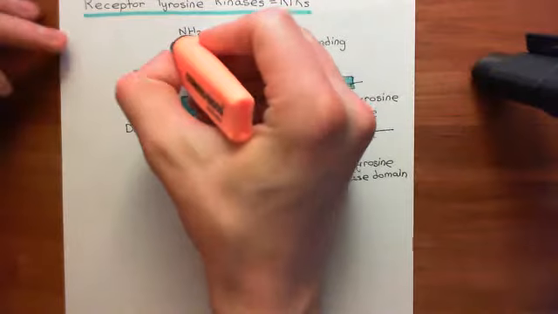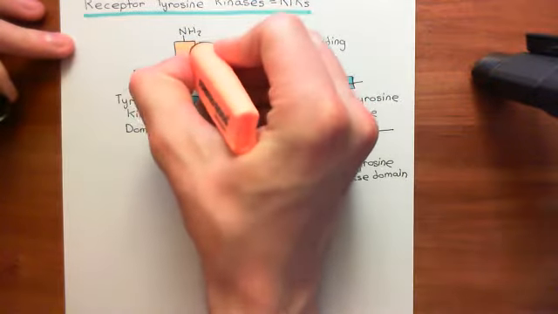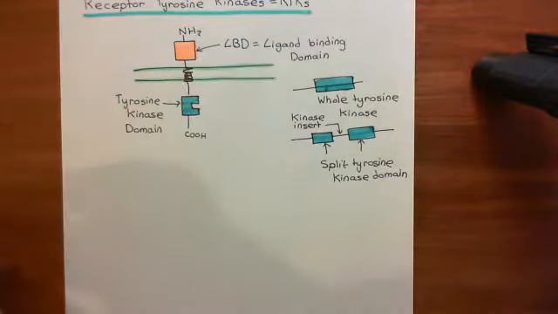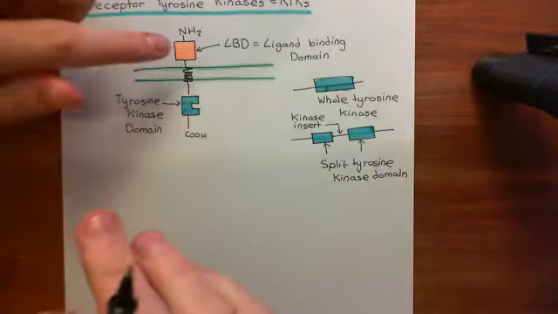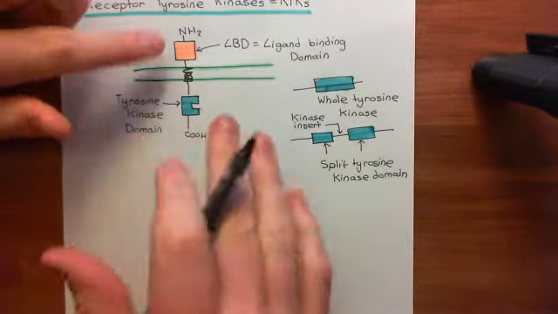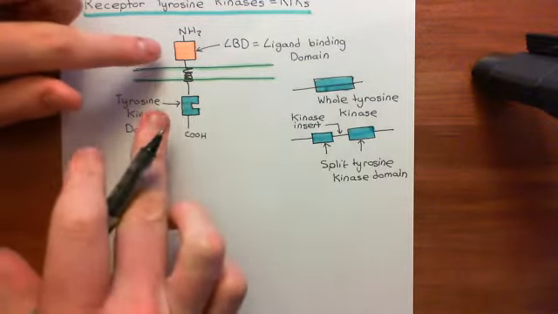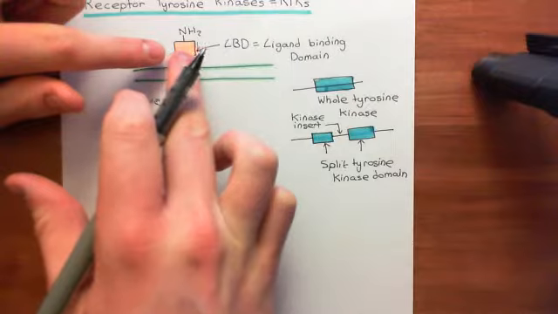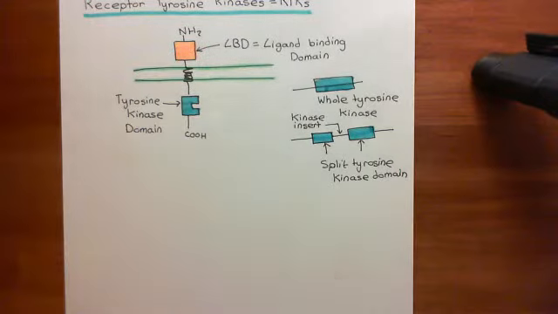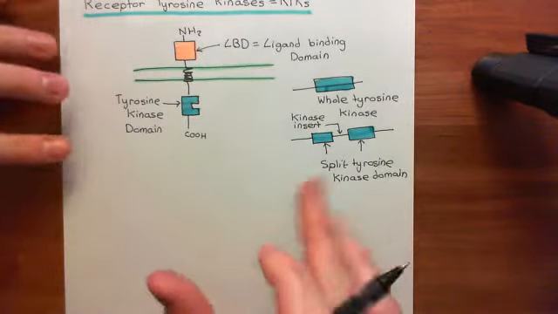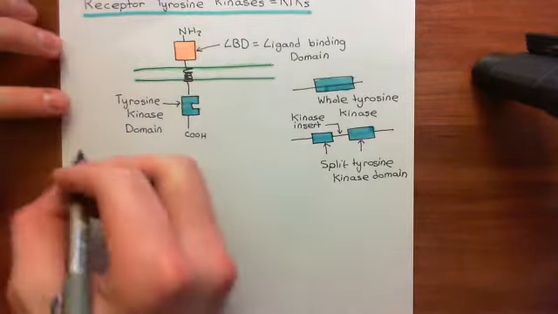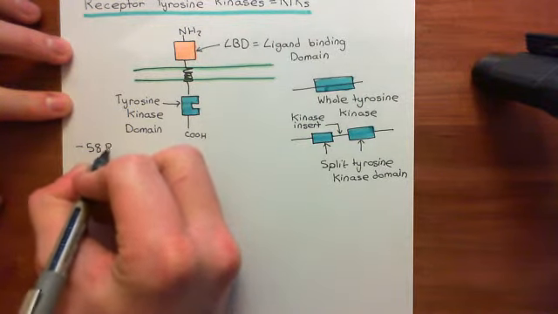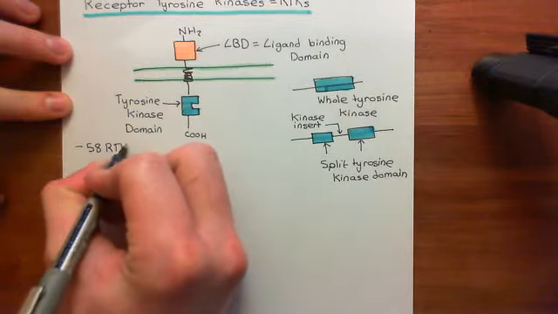We'll also colour in the ligand binding domain in orange here. So these are the two main important domains of a tyrosine kinase receptor, or a receptor tyrosine kinase rather. You have the ligand binding domain extracellularly, which is where you bind your ligand, and then you have your tyrosine kinase domain intracellularly. Now, I said that there were 58 different receptor tyrosine kinases within humans.